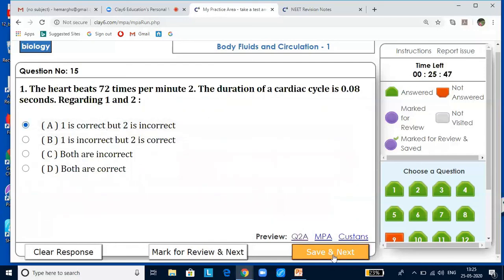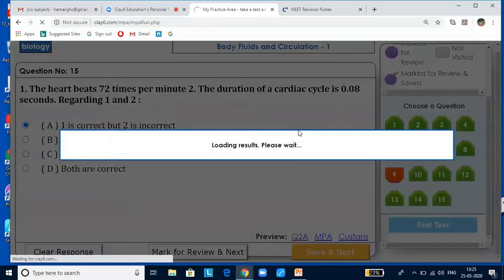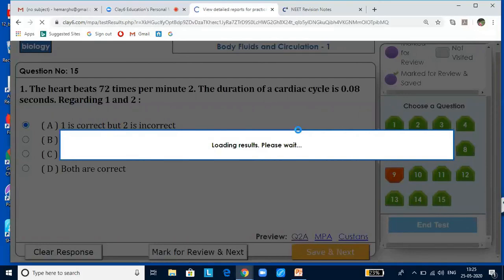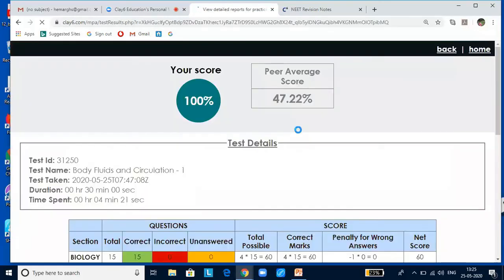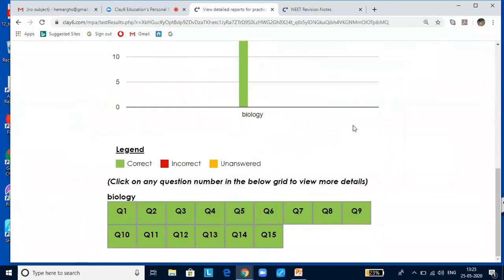So I'm going to save the test and end the test. So all the questions are correct. We have answered everything correctly. If there was any incorrect question, then it would have shown in red.